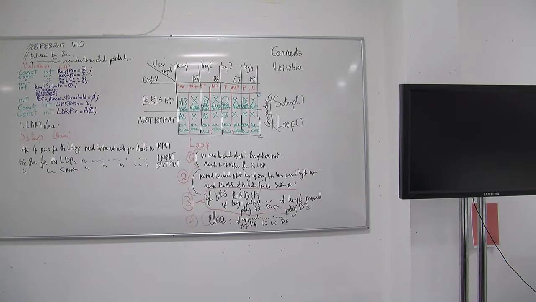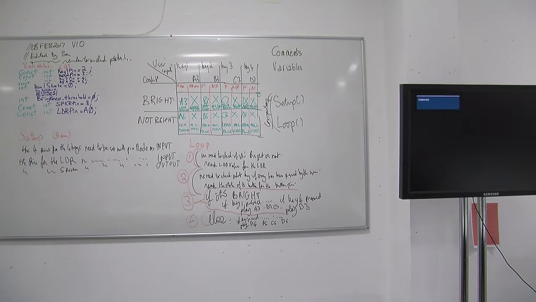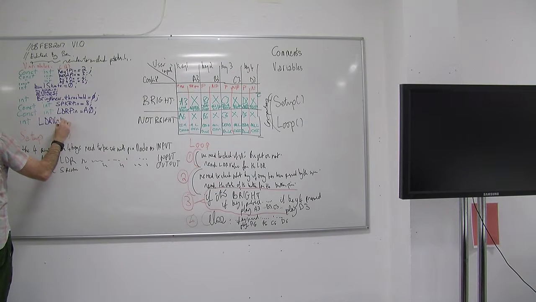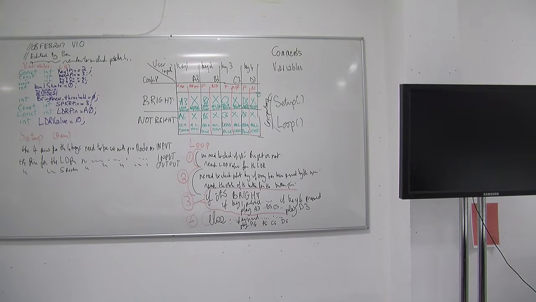And then we have a variable which is the LDR value. And it's an integer, but it changes. LDR value, and you put it 0. Okay? And do we have a 12? 1, 2, 3, 4, 5, 6, 7, 8, 9, 10, 11, 12. Yeah, we have 12. So we've got it right.